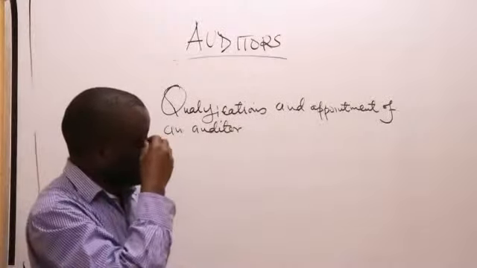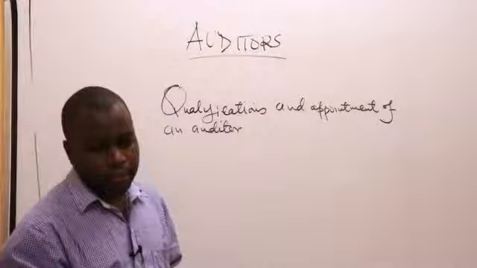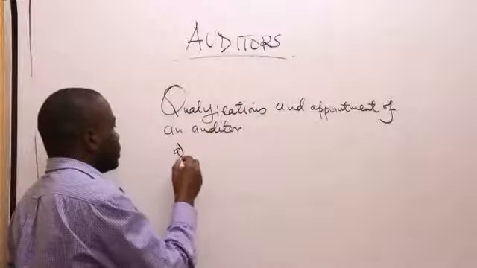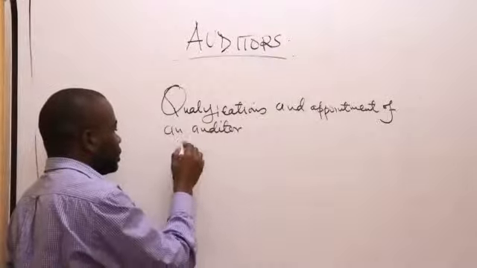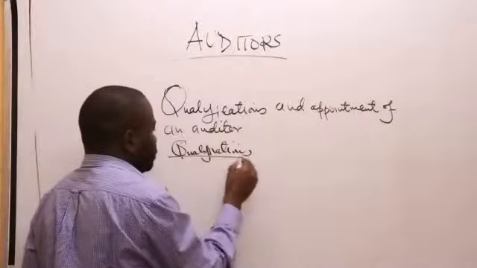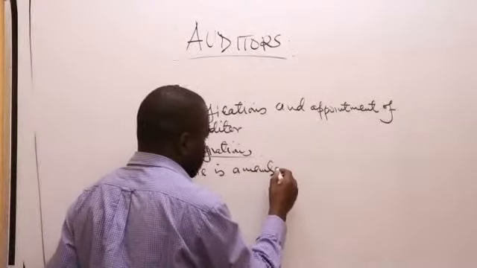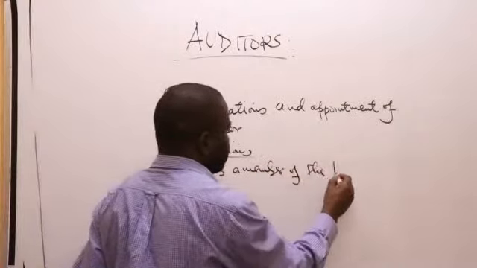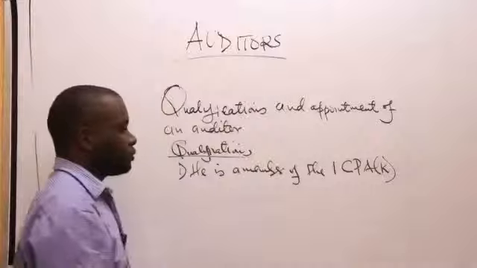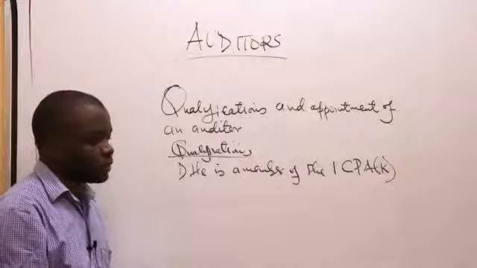So the key qualifications for one to be appointed as an auditor. We have just two key qualifications. Number one, he is a member of the Institute of Certified Public Accountants of Kenya, that is ICPAK.